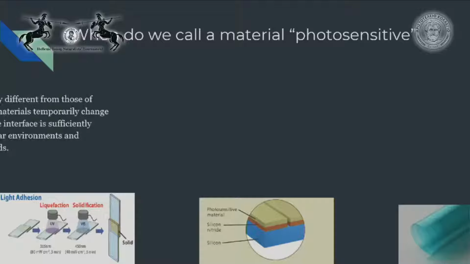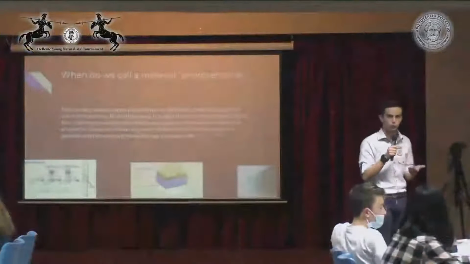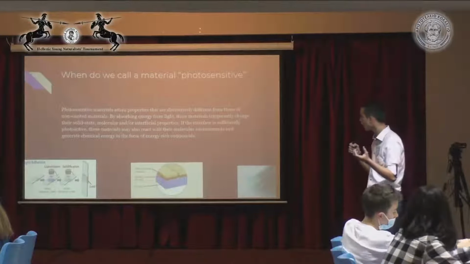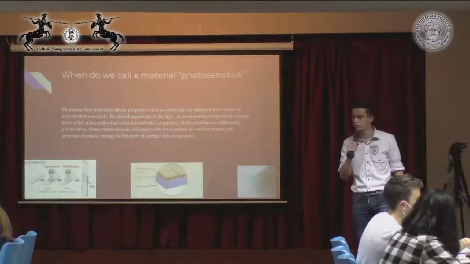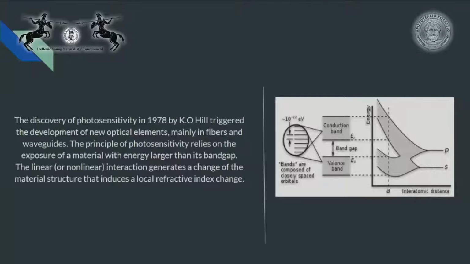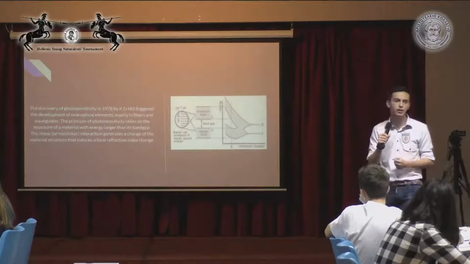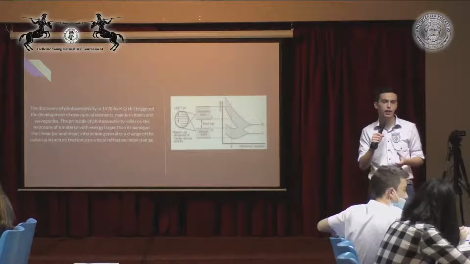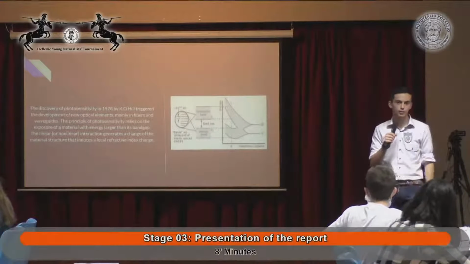So firstly, when do we call a material photosensitive? Photosensitive materials attain properties that are distinctly different from those of non-excited materials. By absorbing energy from light, these materials temporarily change their solid state, molecular, and/or interfacial properties. The discovery of photosensitivity in 1978 by K.O. Hill triggered a new development of optical elements, mainly in fibers and waveguides. The principle of photosensitivity relies mainly on the exposure of material with energy larger than its bandgap. The linear or non-linear interaction generates a change of the material structure that induces a local refractive index change.